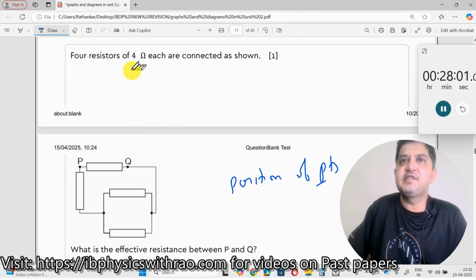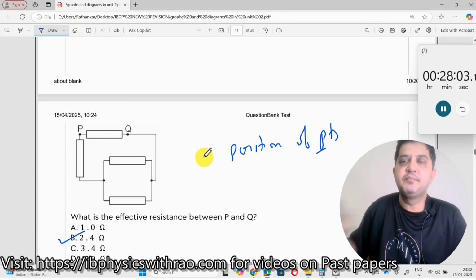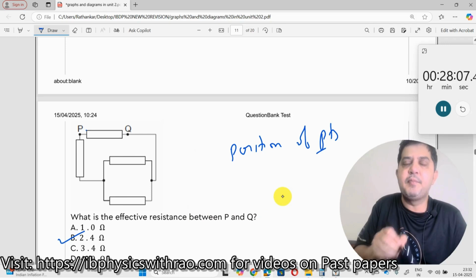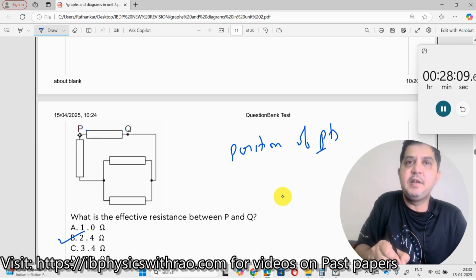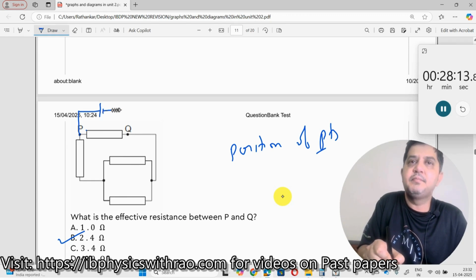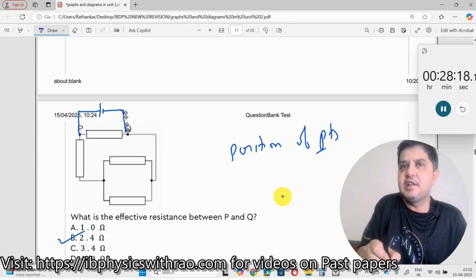Then 4 resistors of 4 ohm each are connected as shown. What is the effective resistance between P and Q? So what should I do? Between P and Q, I told you in the previous problem also, I am going to put a battery here. You can just put it here itself.